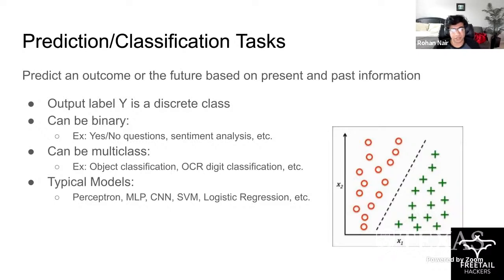These can also be multi-class. For example, object classification, where for an entire image you're trying to predict what object is there. Or OCR digit classification: let's say you have handwritten digits and you want to classify what digit is actually written. That would be a multi-class task. Some typical models for handling this: you can use a perceptron, multi-layer perceptron, a feed-forward neural network, a CNN, a convolutional neural network, an SVM, logistic regression, and the list goes on and on.